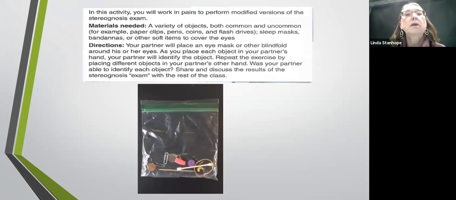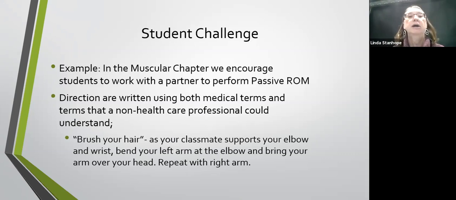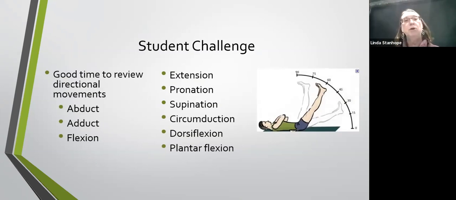Another student challenge would be, for instance, passive range of motion. We have written that up in the book, but we've used terms that a non-professional could understand. For instance, brush your hair. The students are going to support their elbow and bend their left arm, repeat that motion, and figure out what motion the patient is actually using. Adduction, flexion, and so we go through a lot of that, but we've given them other terms to help them remember what this might look like.